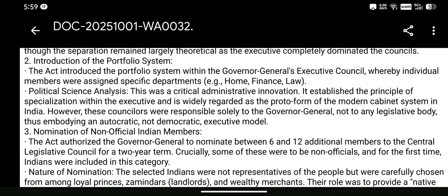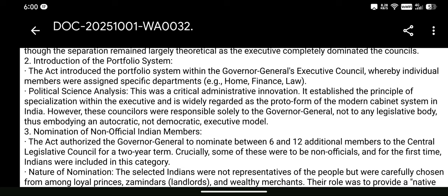Introduction of the portfolio system. The Act introduced the portfolio system within the Governor General's Executive Council, whereby individual members were assigned specific departments, that is, home, finance, and law. Political science analysis: this was a critical administrative innovation. It established the principle of specialization within the executive and is widely regarded as the protoform of the modern cabinet system in India. However, these councillors were responsible solely to the Governor General, not to any legislative body, thus embodying an autocratic, not democratic, executive model.